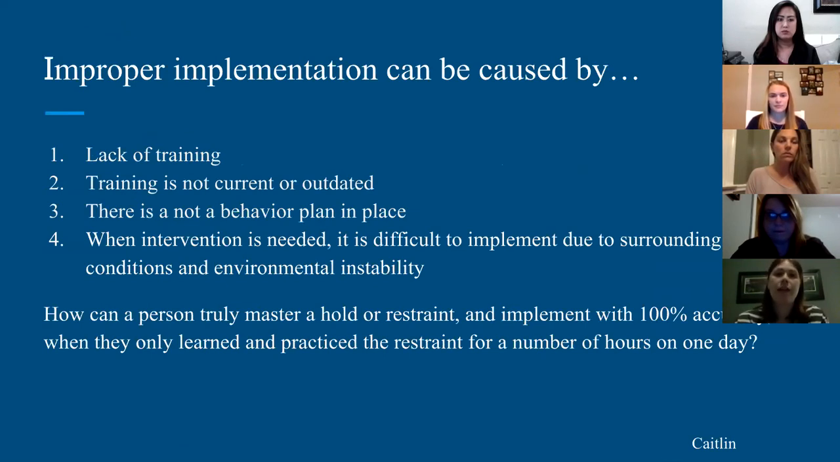Improper implementation can be caused by numerous things. Number 1, it can be caused by a lack of training, and that's probably the biggest thing. 2, the training is not current or it is outdated. 3, there is not a behavior plan in place. And 4, when intervention is needed, it is difficult to implement due to surrounding conditions or environmental instability. So this poses a question: how can a person truly master or hold a restraint and implement with 100% accuracy when they only learned and practiced the restraint for a number of hours in one day?